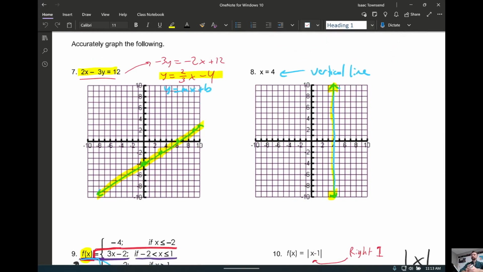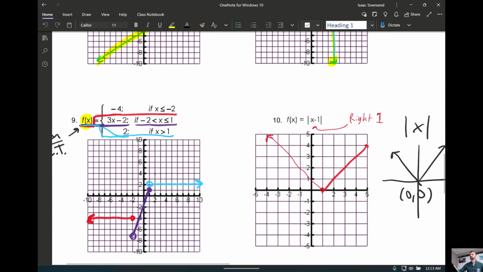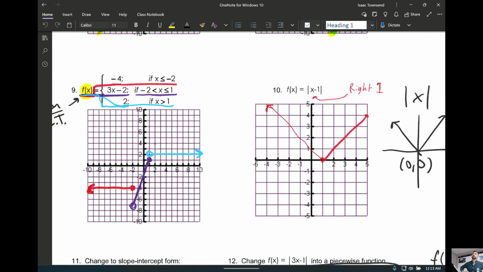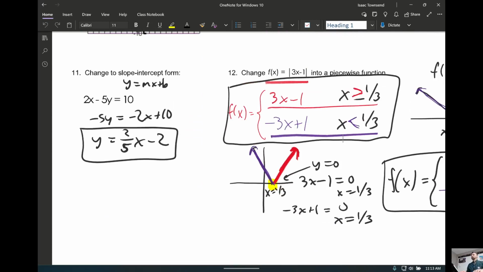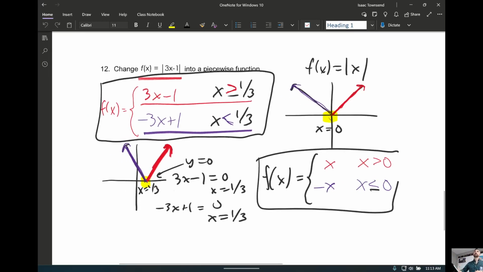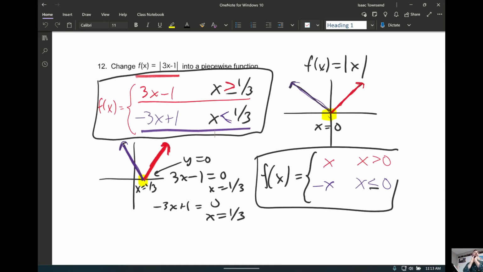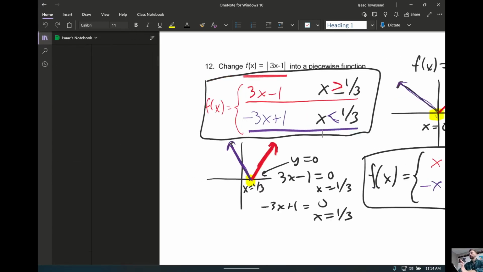On the back page, we graphed a few lines, put it in slope-intercept form to graph it, graphed it because it was a vertical line, graphed number 10 by knowing what absolute value of x looks like, and graphed a piecewise function for number 9, 3 different pieces. Number 11 was switch into mx plus b, y equals slope-intercept form. And then number 12 was probably the hardest question, so that'll be one that gets a little more focus here the first 20 minutes of class today. Taking an absolute value function and switching it into a piecewise function.